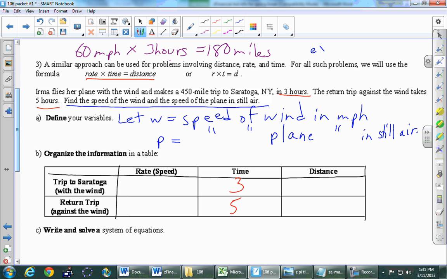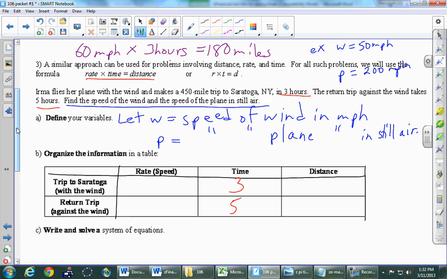Suppose, for example, that the wind speed was 50 miles an hour, and the plane speed normally is 200 miles an hour. That's in still air. She would normally go 200 miles an hour. If the wind is perfectly at her back, if it's pushing her along, how fast is she going? 250, right? She would normally go 200. Then she's got this extra burst of 50 miles coming from behind. So she would be going 250 miles per hour.